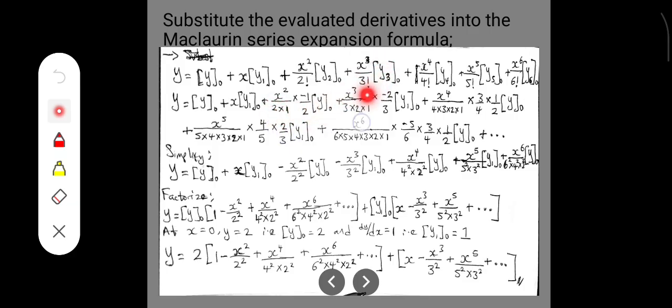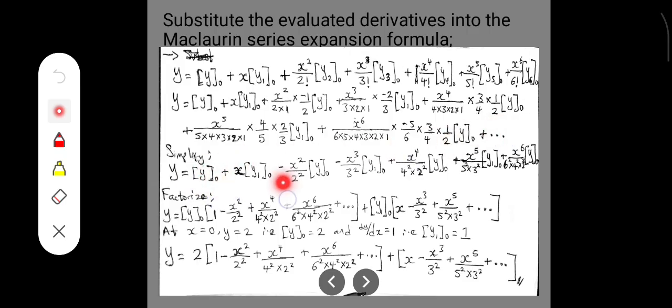And for this one, we have s power 3 over 3 factorial, written as 3 times 2 times 1, multiplied by the value of y subscript 3 of 0. We do the same thing for s power 4. We just substitute all the values we got for these higher derivatives. Then the final one is what? S power 6 over 6 factorial is now 6 multiplied by 5 times 4 times 3 times 2 times 1, multiplied by y subscript 6 of 0, which is equal to what? Minus 5 over 6 multiplied by 3 over 4 multiplied by 1 over 2 of y of 0.